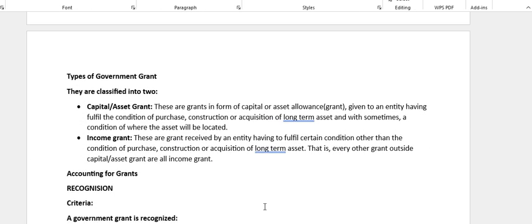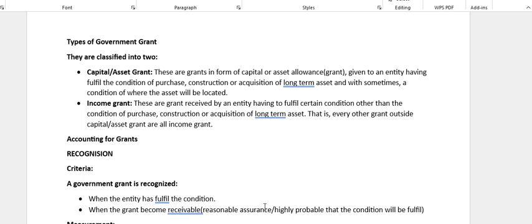So we have types of government grant. Now, like I told us earlier as we started this lecture, we have government grant, we have government assistance. For government grant, you are going to account for it in your books. But for government assistance, you are only going to disclose it in your statement of policies, which is also known as your notes to accounts. That is that for that. Now, let's focus on government grant. Then at the end of the class, we go to government assistance, which has to do with disclosure.